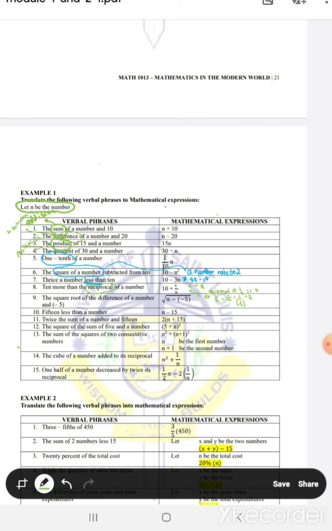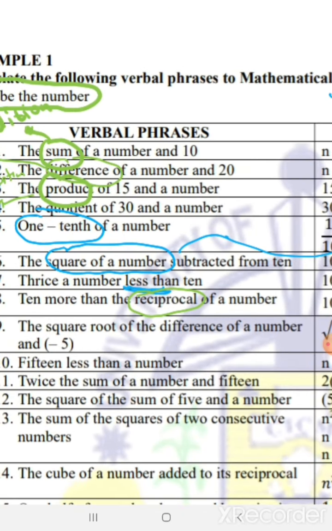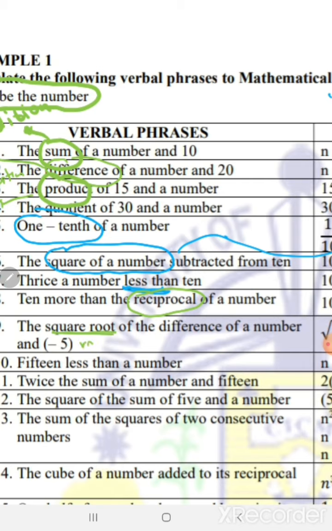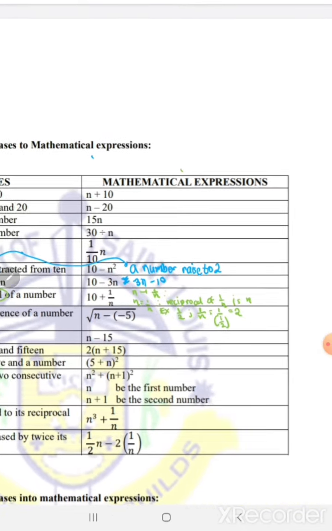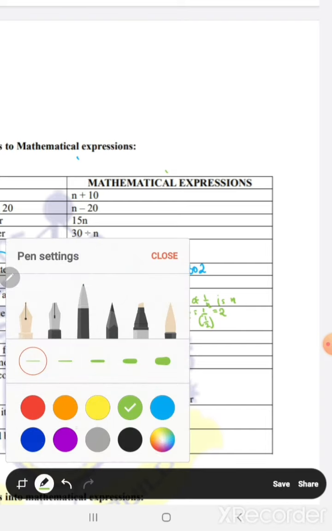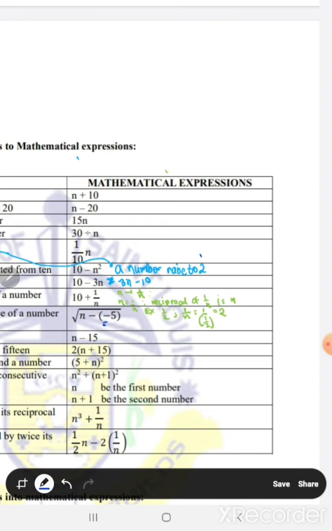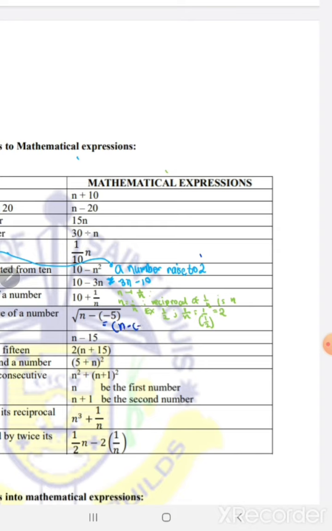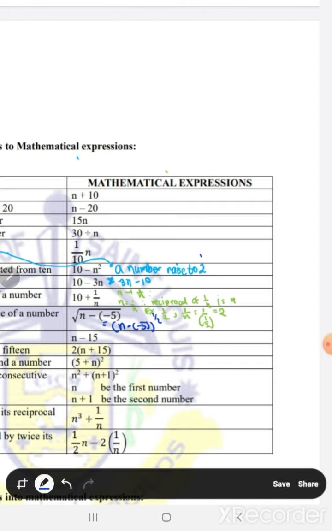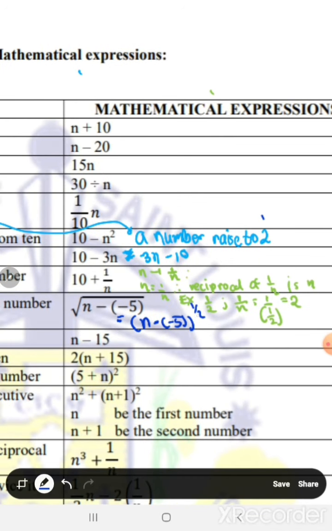Next is the square root of the difference of a number and negative 5. So your square root can be rewritten into raised to 1 half. So we may rewrite this into n minus negative 5, raised to 1 half. Sir, bakit hindi naging n plus 5?